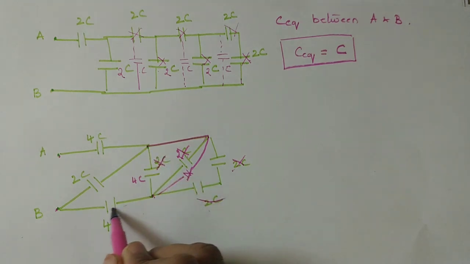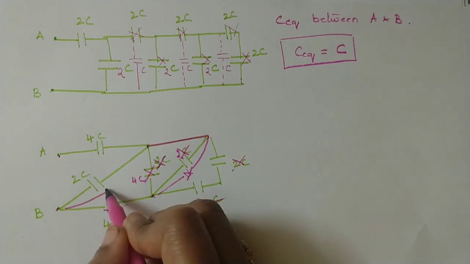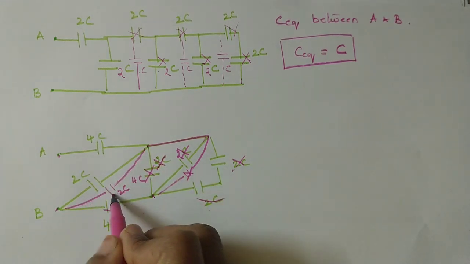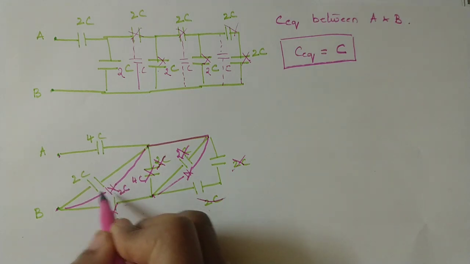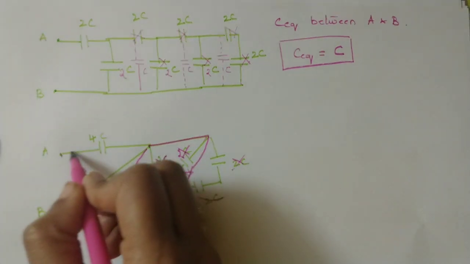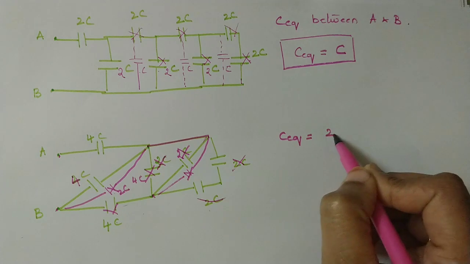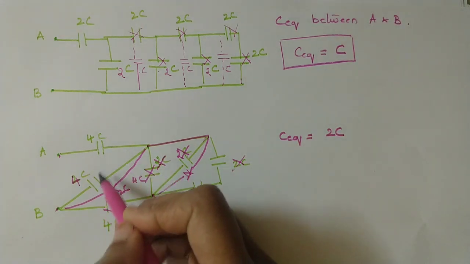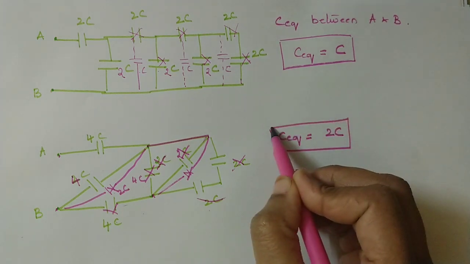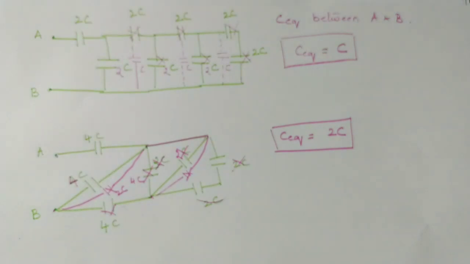Now you can see 4C and 4C are in series. Replace it with 2C. 2C and 2C in parallel, you can replace it with 4C. Now 4C and 4C are in series, so your equivalent capacitance would be 2C. If parallel combination, it reduces to half. So this is how you can get the equivalent capacitance. If A and B are on the same side, start solving the circuit from one corner.